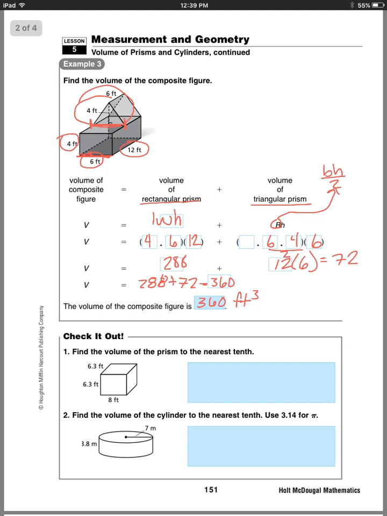They're not composite figures, so you need to follow the formula. V equals LWH and V equals pi r squared h, and you should be able to get the right answer, especially if you use a calculator.